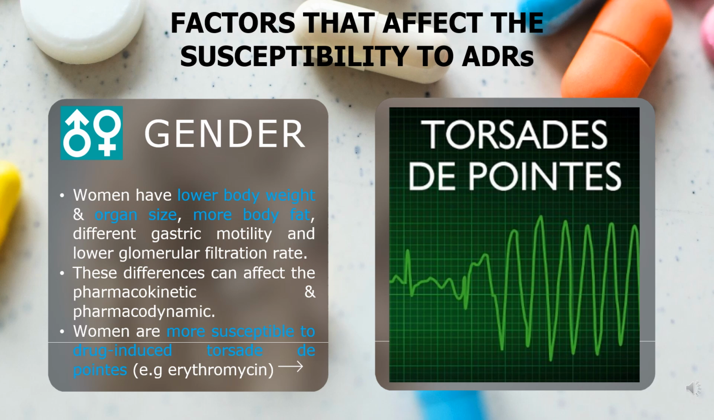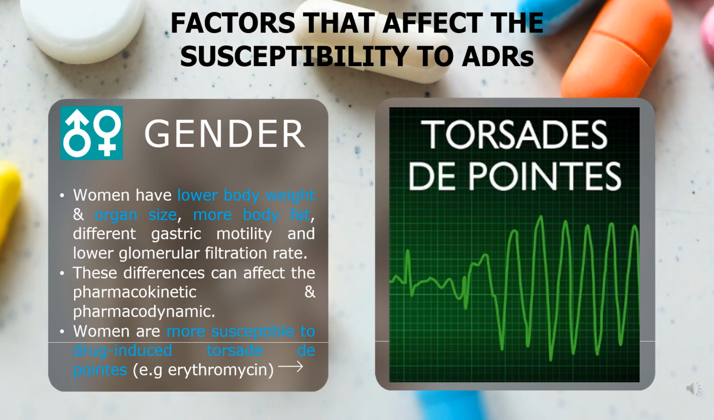The second factor that affects susceptibility to ADR is gender. For example, women have lower body weight and organ size, and they also have more body fat, different gastric motility and lower glomerular filtration rate. These are the differences that can affect the pharmacokinetics and pharmacodynamics of drugs.